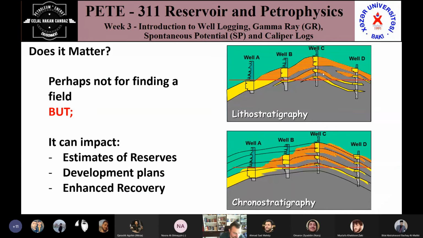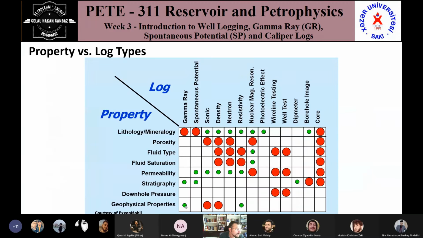So let's make an overview. Properties versus log types. So I put this figure. It will be very useful for all of you. Actually, this has been taken from ExxonMobil. You see all the log types in the upper part, and the properties in here.